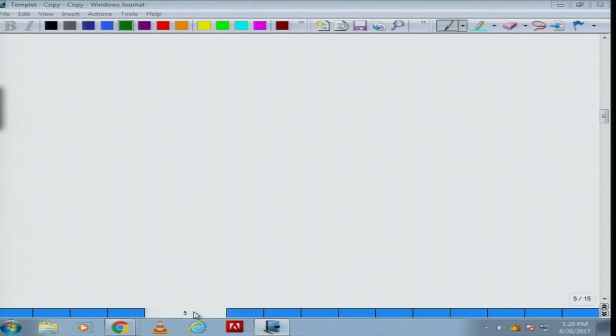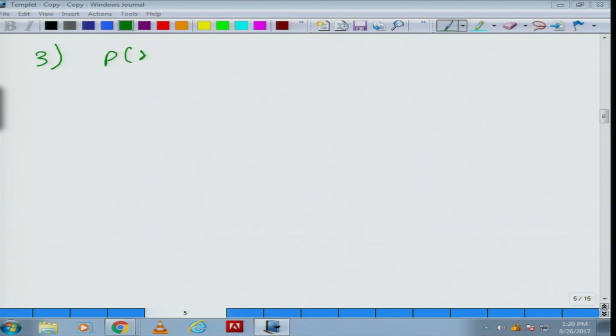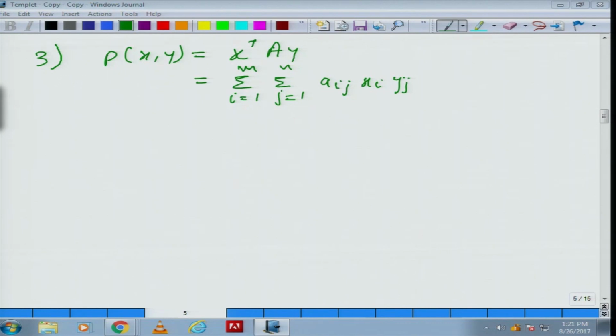So now coming on to the third problem. The third problem is also an easy problem. I'll just write you the answers and meanwhile brief you on how to proceed in solving it. We have been given that P, which is a scalar actually, is equal to X transpose A into Y. Now we can write this in index form as the sum of Aij Xi Yj.